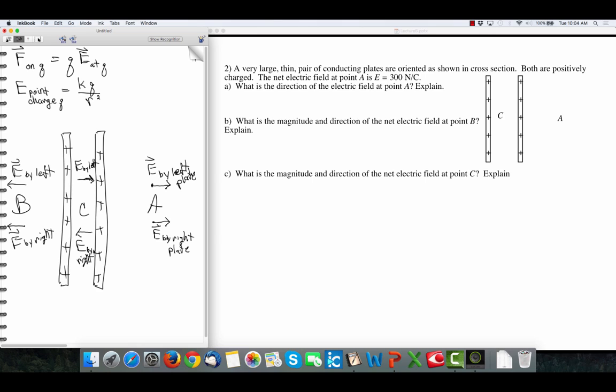And so they cancel each other. Total electric field in the center is 0 because you have a vector from each of them in the opposite directions of the same magnitude. So they cancel. Any questions about any of those steps in there?